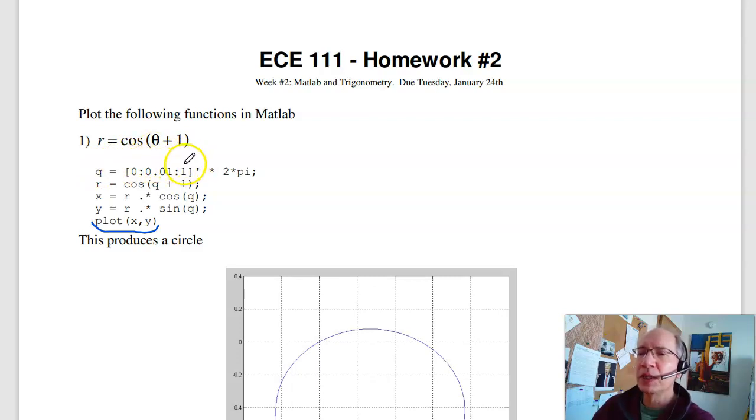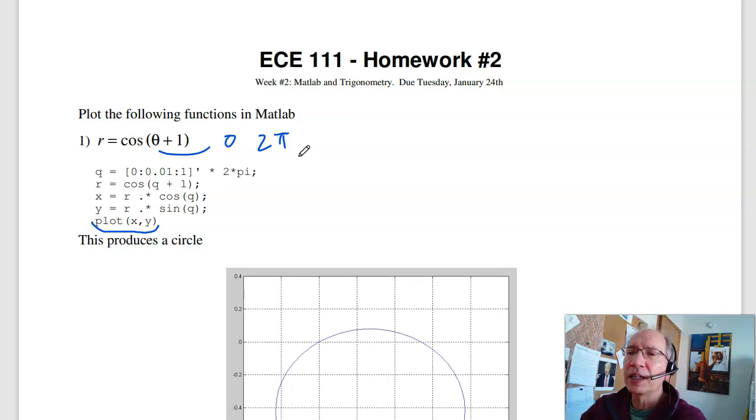So that gives me 101 points in that matrix, times 2 pi. So angle goes from 0 to 2 pi. Those are natural units. Angles are periodic in 2 pi in radians. R is cosine theta plus 1. Calculate x and y coordinate.